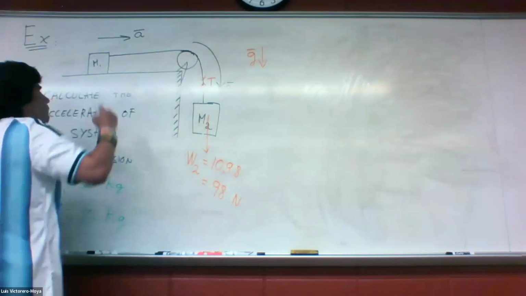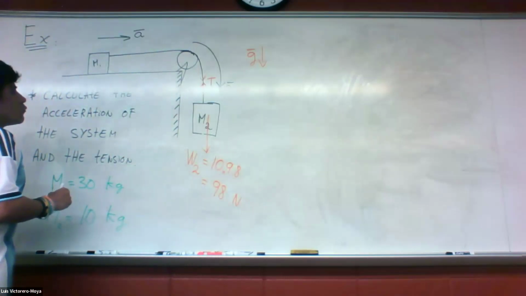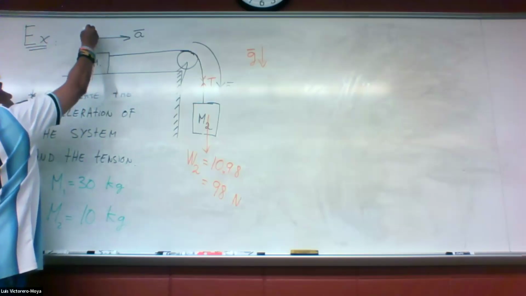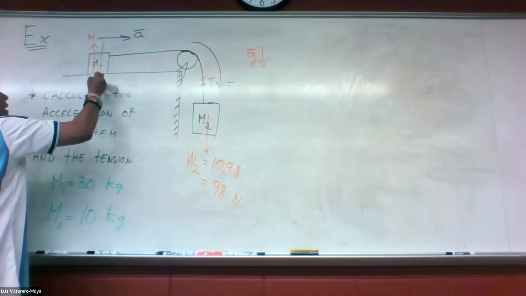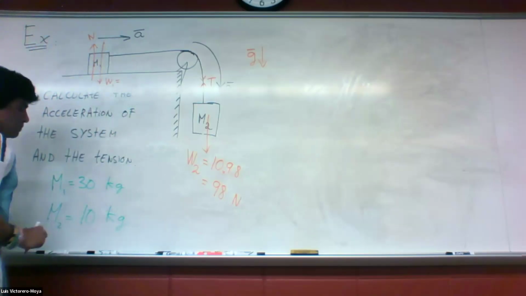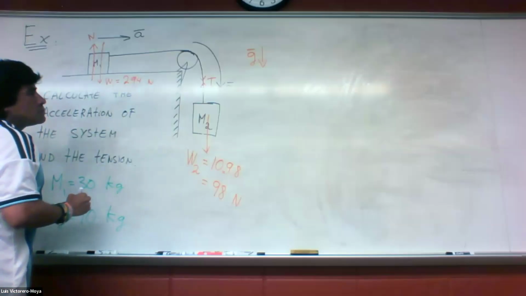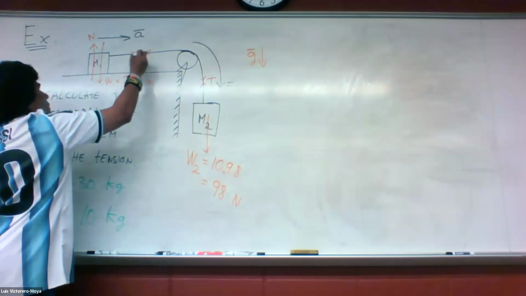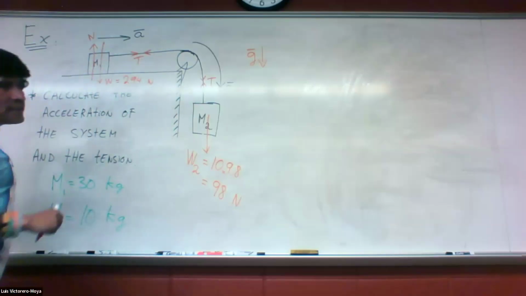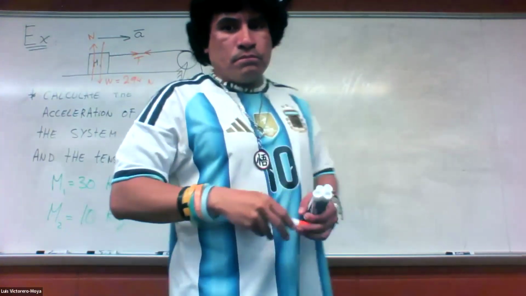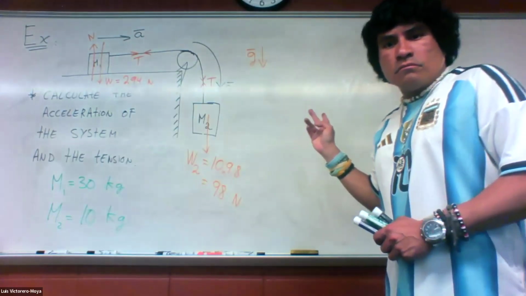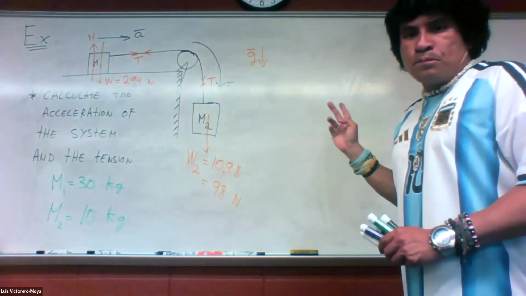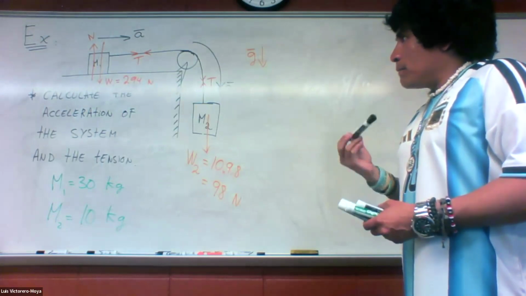What about M1? Normal. What else? Weight. Weight 1, which is how much? 294. Yeah. And what else? Tension. Good. Same tension because that's an ideal pulley. All right, guys. So that's the first step. Is that clear for everybody? It's good? Okay.